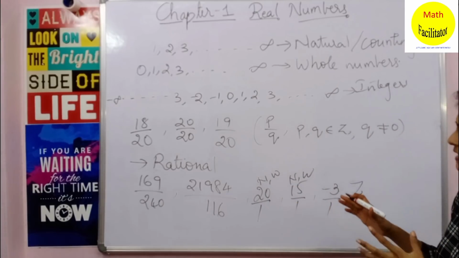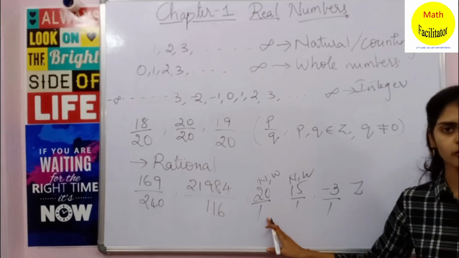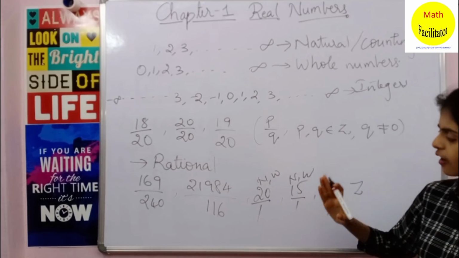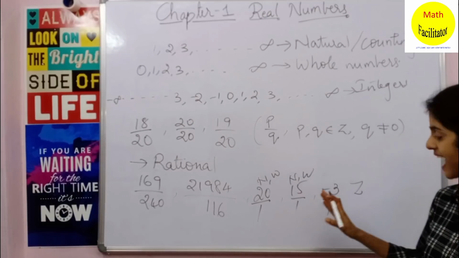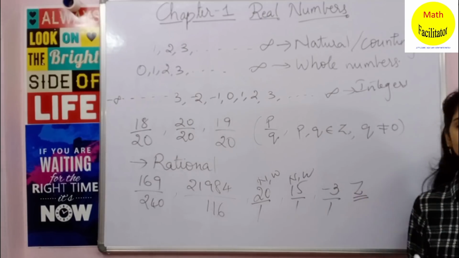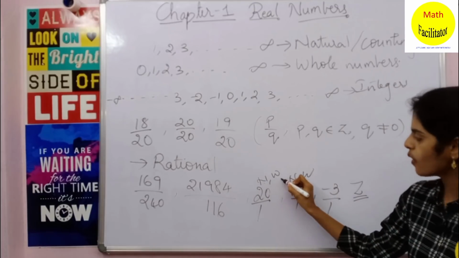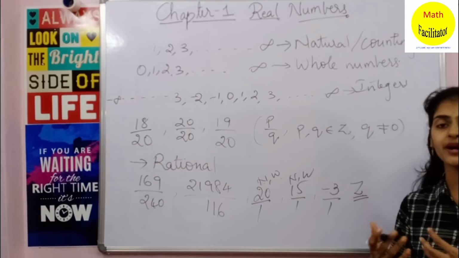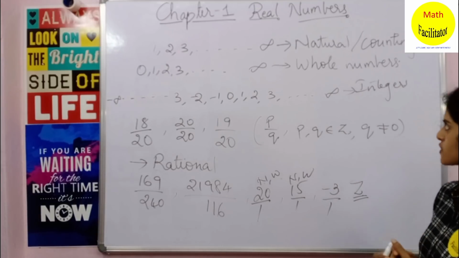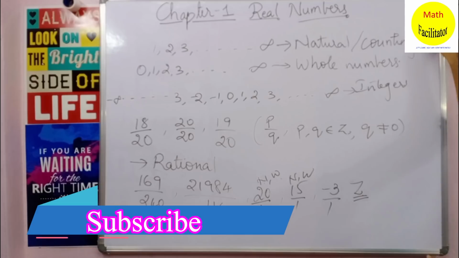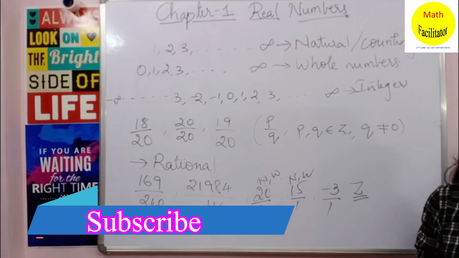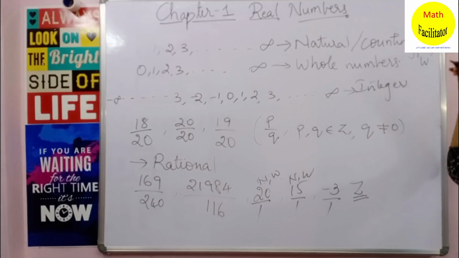So you can see that natural numbers can be written in the form of rational numbers, whole numbers also can be written in the form of rational numbers, and integers can also be written in the form of rational numbers. So generally we can conclude and say that natural numbers, whole numbers and integers are a part of rational numbers. Do you agree? So now, as you already know, natural numbers are represented by capital N, whole numbers are represented by capital W, integers are represented by capital Z, and rational numbers are represented by capital Q.